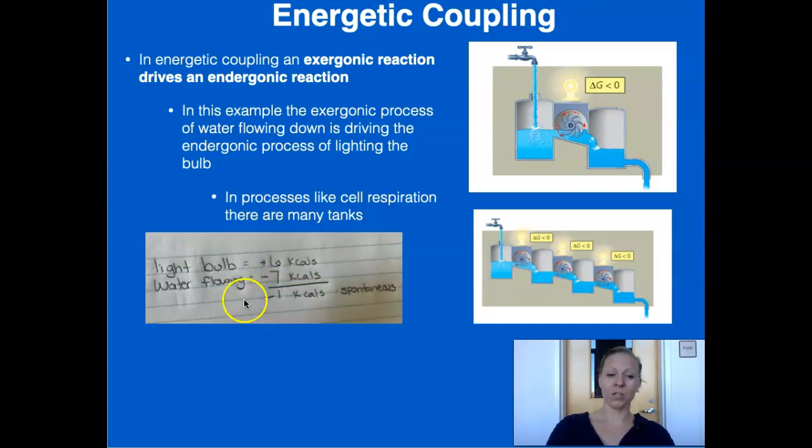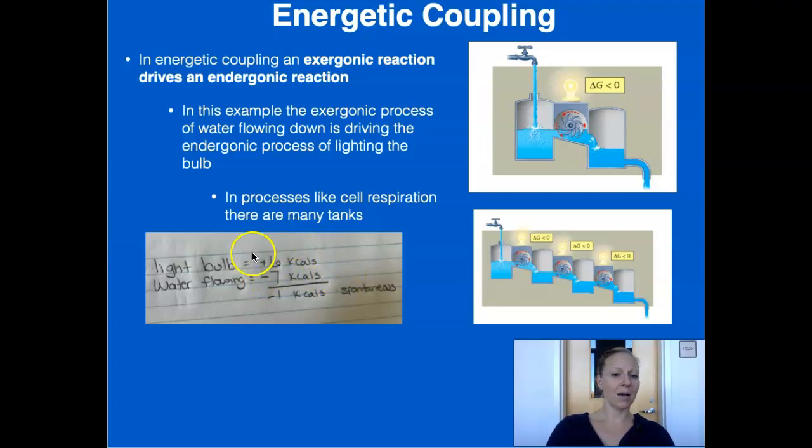negative. So remember, for something to be spontaneous, we need delta G to be negative. So if the endergonic is positive 6 and the exergonic is negative 7, the water flowing is losing energy, it's losing negative 7 kilocalories.